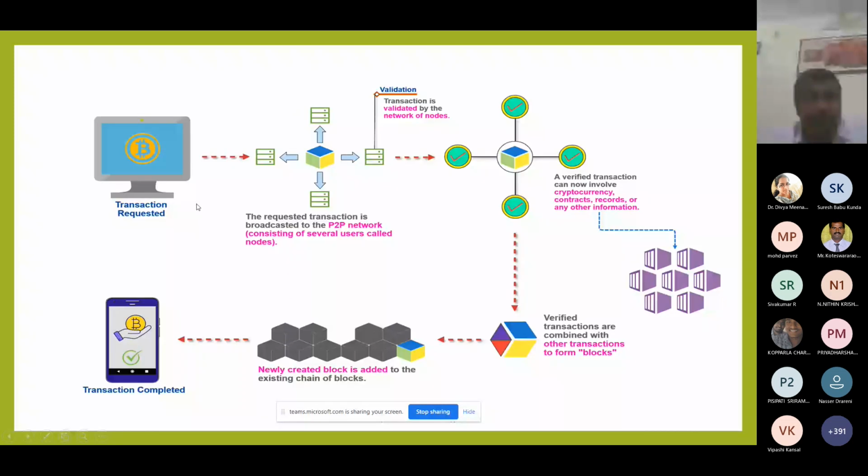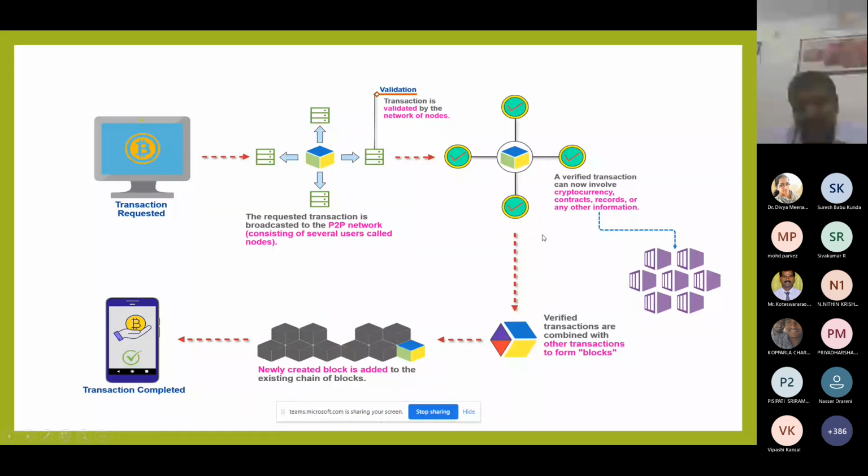It is broadcasted to the network. The requested transaction is broadcasted to the peer-to-peer network that consists of several users called nodes. So all these four nodes will receive this transaction. So what do the nodes do? They validate the transaction. So the transaction is validated by the network of nodes. All four nodes have validated this particular transaction, and this validated transaction can be a cryptocurrency, contract, record, or any other information for that matter.